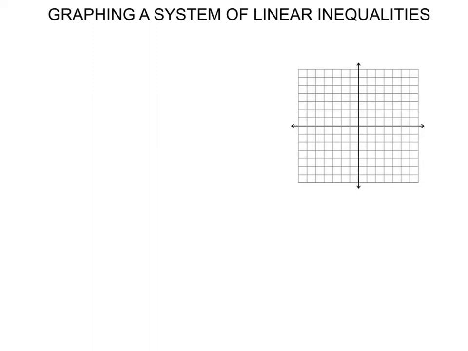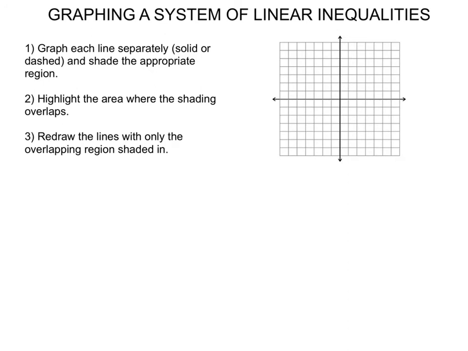The way we graph a system of linear inequalities is really quite simple once you know how to graph a regular linear inequality. Let's take a look at our steps. So the first thing we need to do is take a look at each line separately and draw them on our graph, shading the appropriate region.